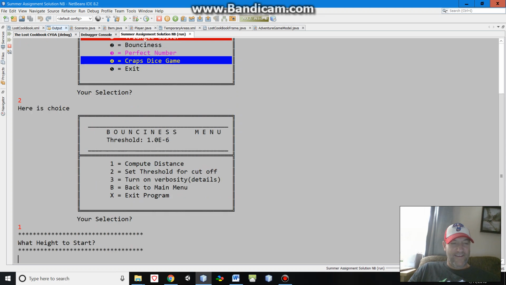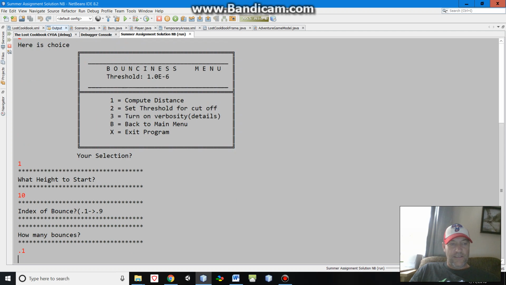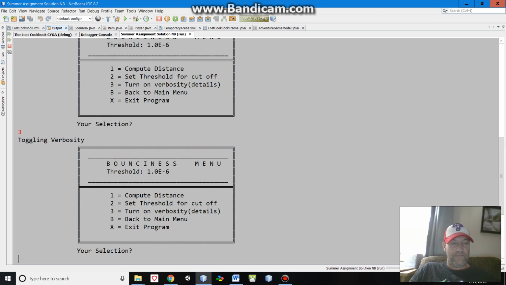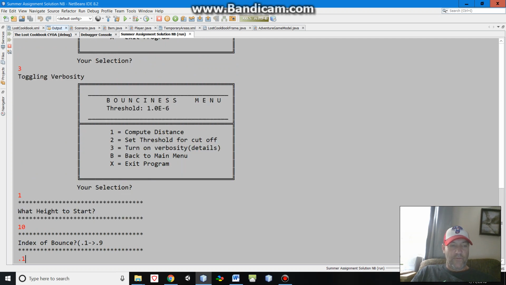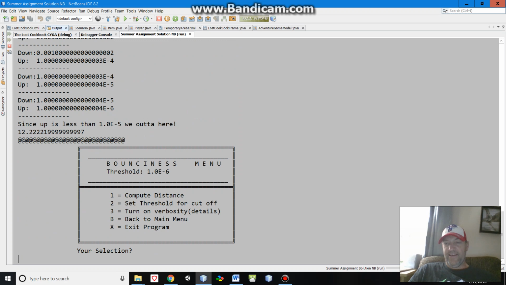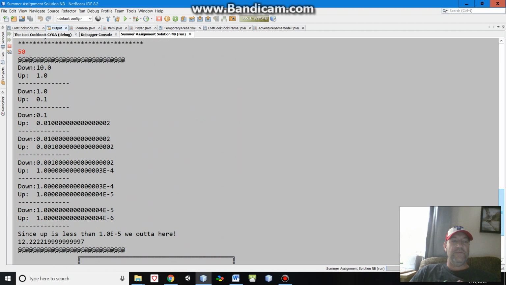Okay, 10 meters. Let's go 0.1 index. How many bounces? How about 100? Okay, 0.1 and 50 bounces. That's what I was trying to get at. I'm not going to bounce 50 times if it's starting at 10 meters.